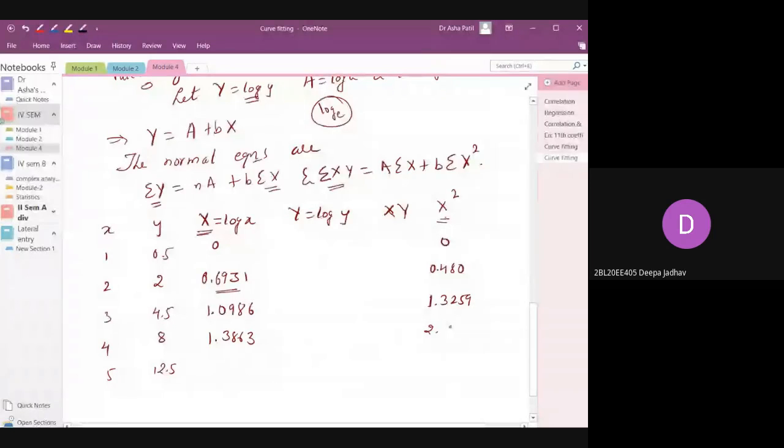6641. Check it. Once again, ma'am. 1.9218. 1.992. Simple calculation. Don't go for mistakes. 1.92. 9218. Okay. What about this? Log 5. 1.6094.